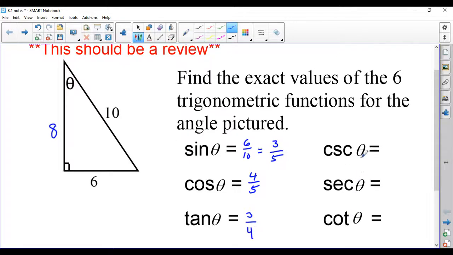And then we should know the reciprocal functions. Cosecant is the reciprocal of sine, so it would be 5/3. Secant is the reciprocal of cosine, so it would be 5/4. And cotangent is the reciprocal of tangent, which would be 4/3.